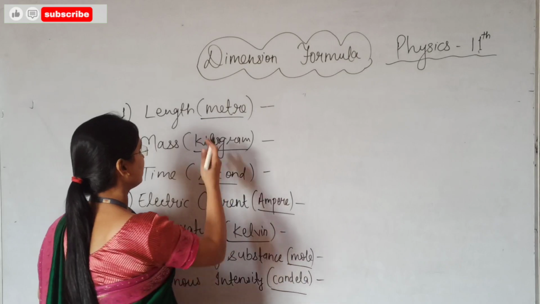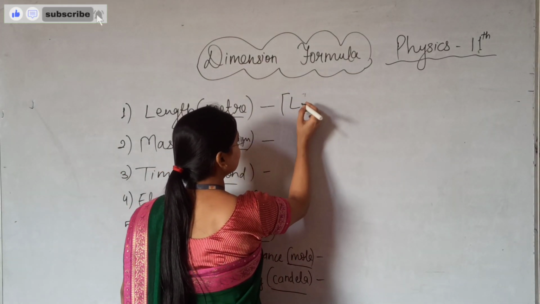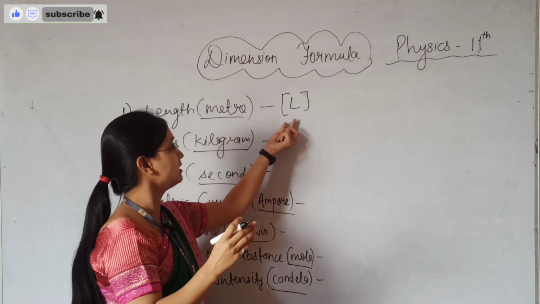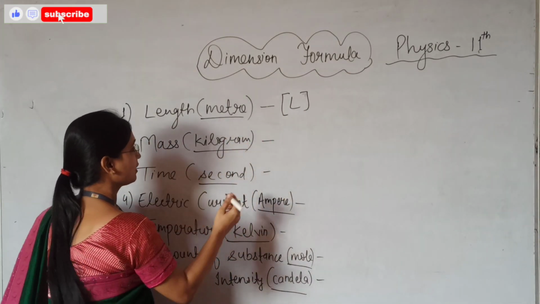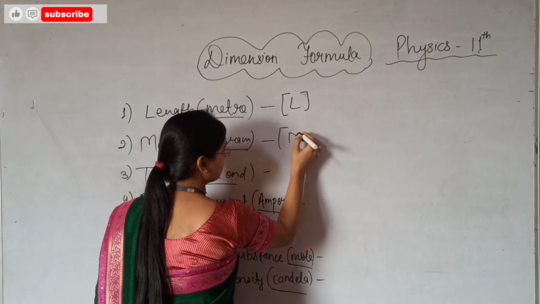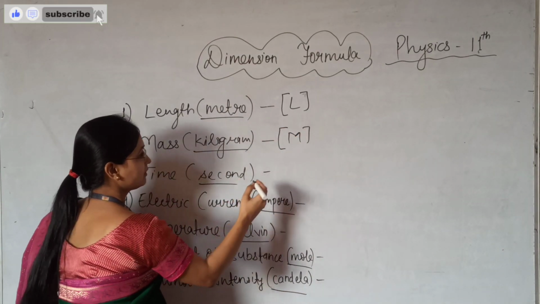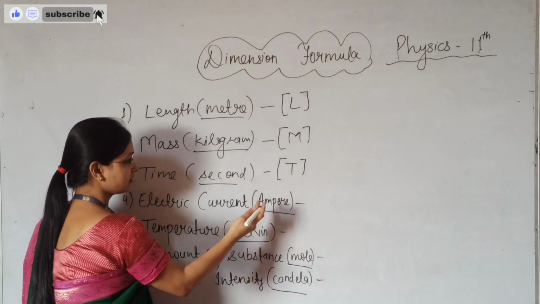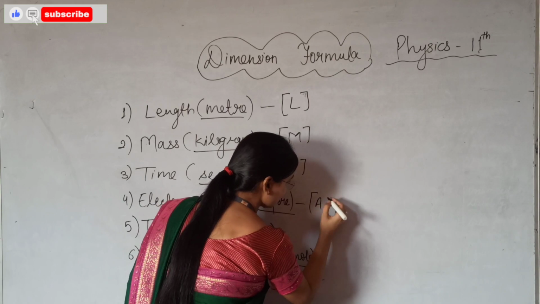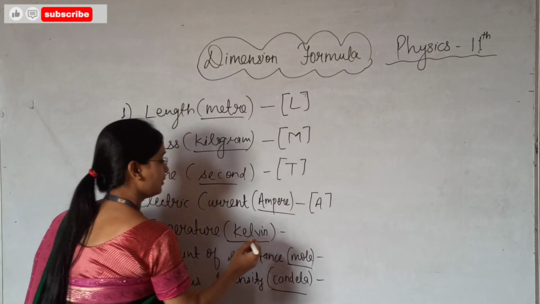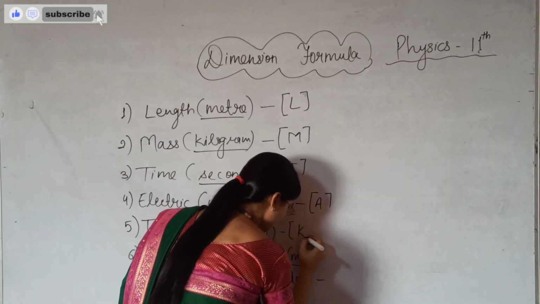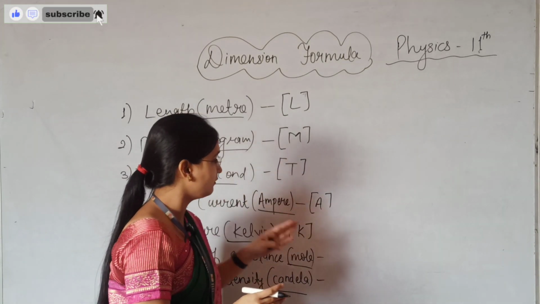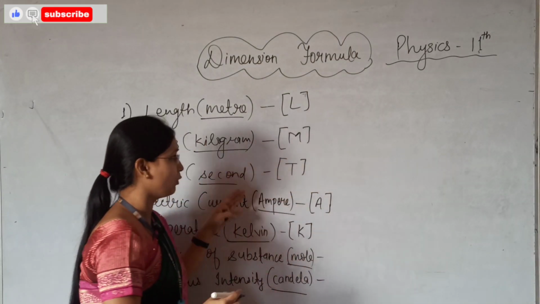The length, we will represent length like this. L should be in capital letter and it should be placed between the brackets. Similarly, mass, M. Time should be represented by T. Current should be represented by A. And temperature should be represented by K. We don't need these two quantities, so leave it. We will discuss only about these 5 quantities.